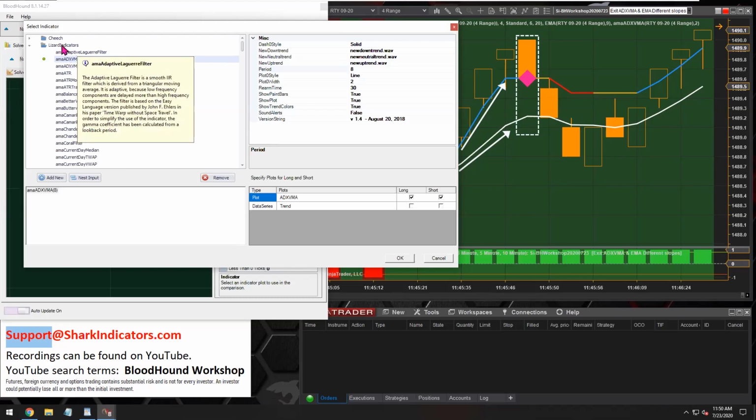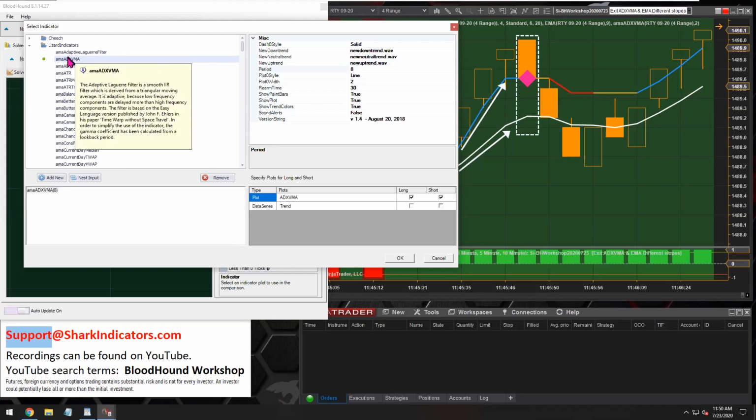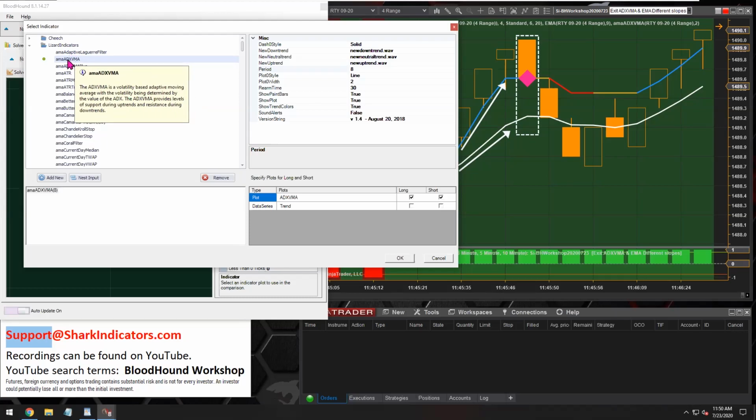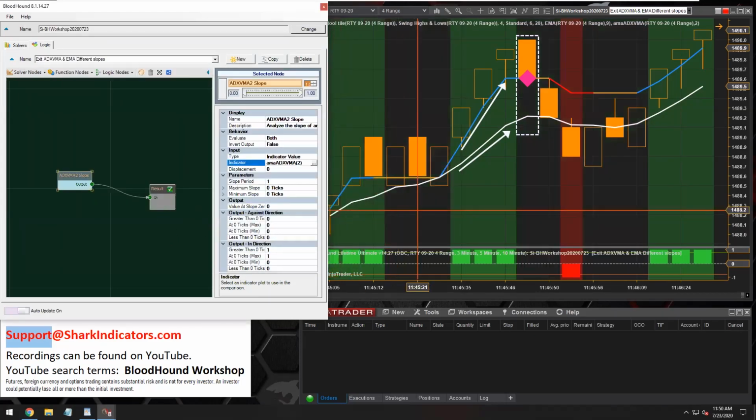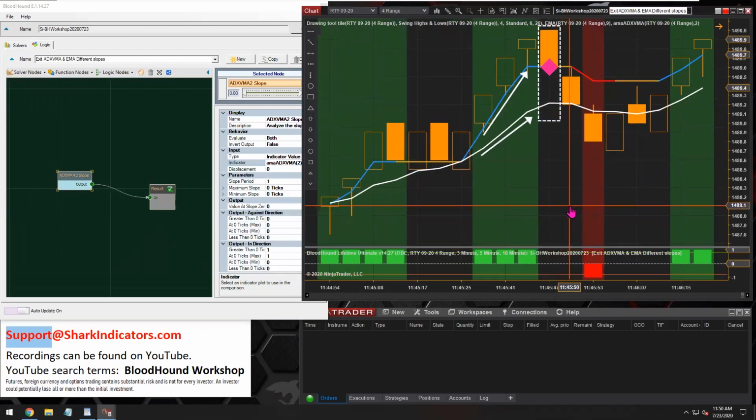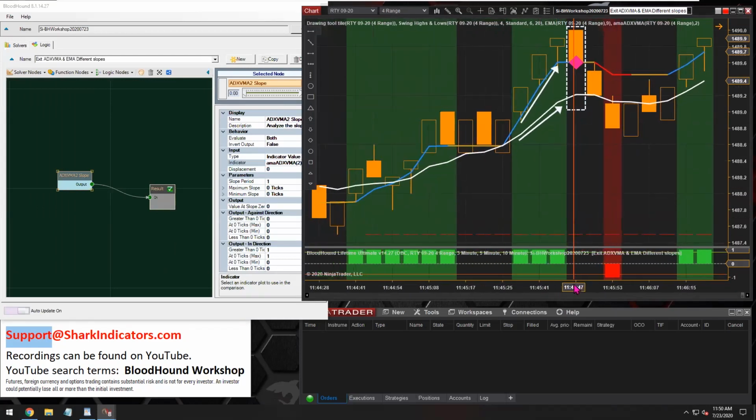So if you go to lizardindicators.com and look in their free section, you can find the ADXVMA there. All right, ADXVMA, change the period to 2. And there we go. So there's the ADXVMA. Pretty straightforward.